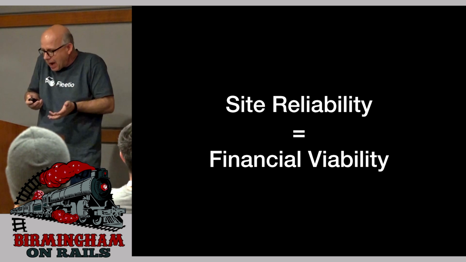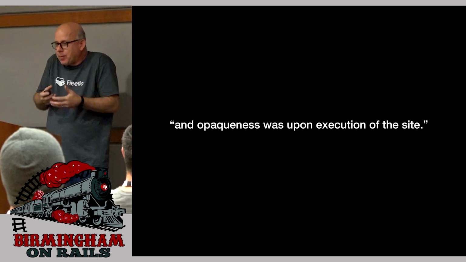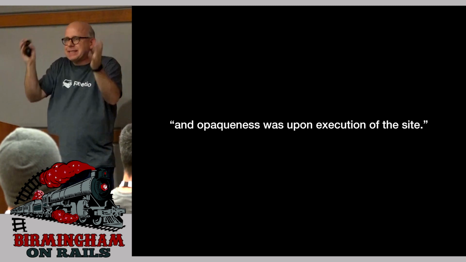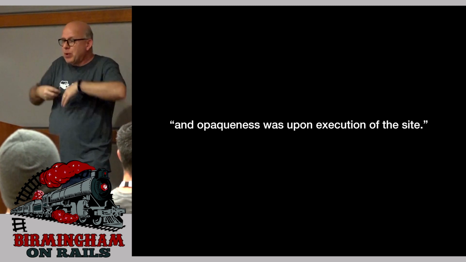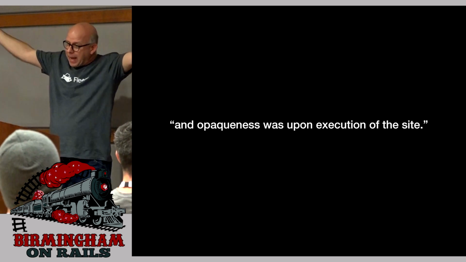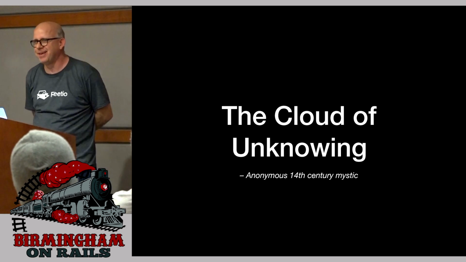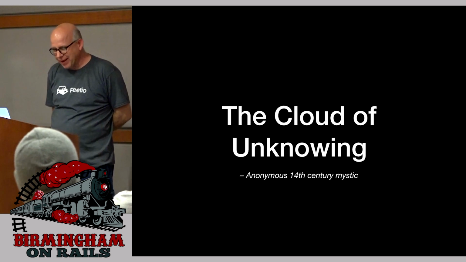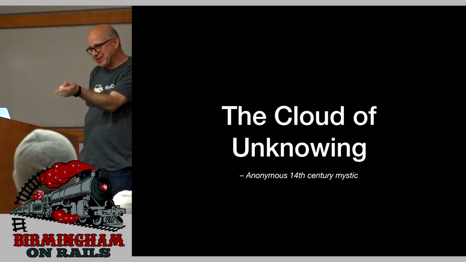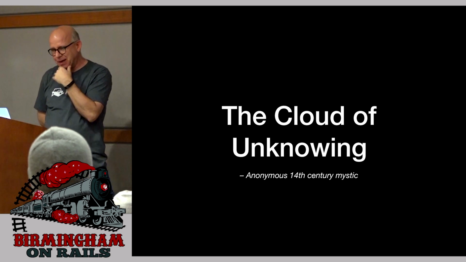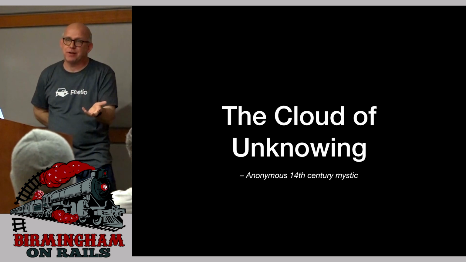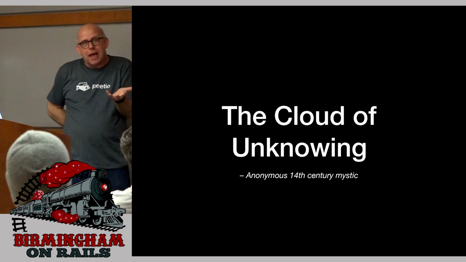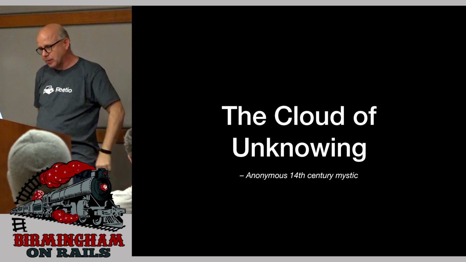We have to figure out what is going on. But there's a problem. There's this opaqueness we can't see, especially in production, right? We put all this stuff in the cloud and we've created the Cloud of Unknowing. I think it's pretty awesome that the title for a book came from an anonymous 14th century mystic, and it's a great explanation of the problem that we run into as we get to the place where reliability becomes a problem.